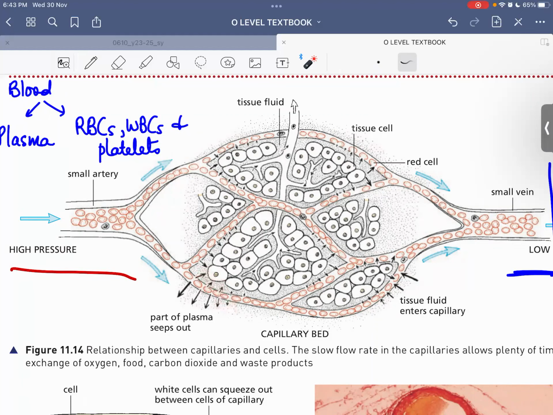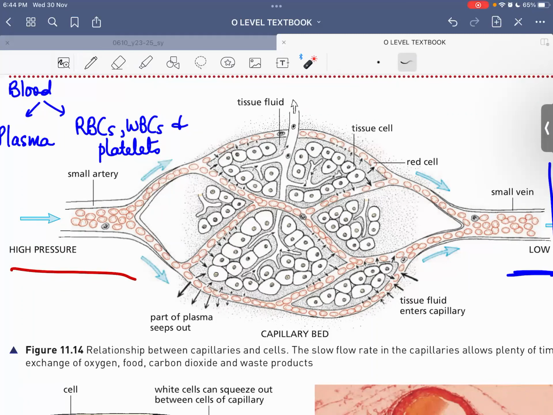Okay. This much is understood? Yes. Now, when the plasma basically goes outside, is the red blood cell bursting in the capillary? No, no, no, no, not the red blood cell.